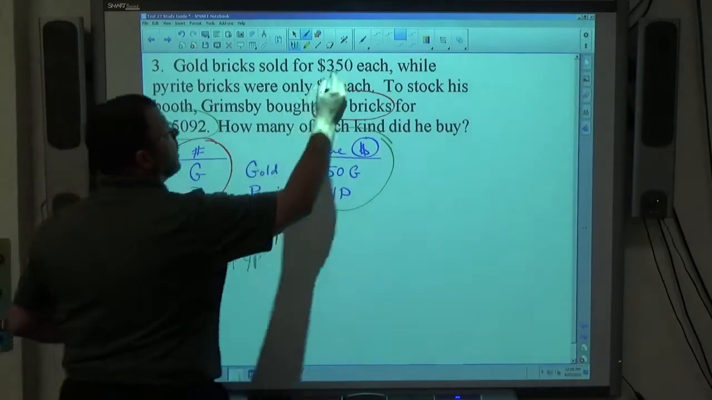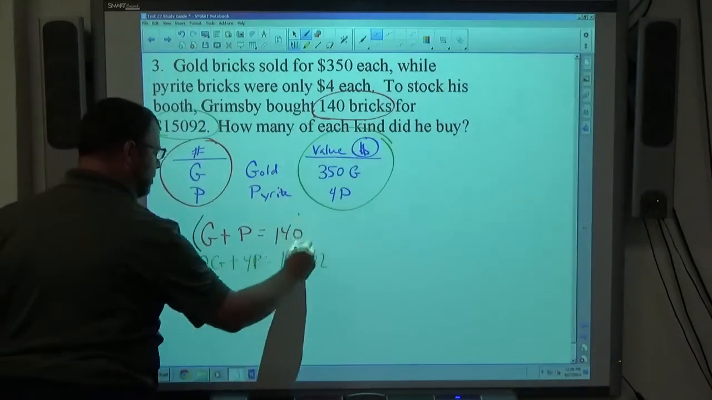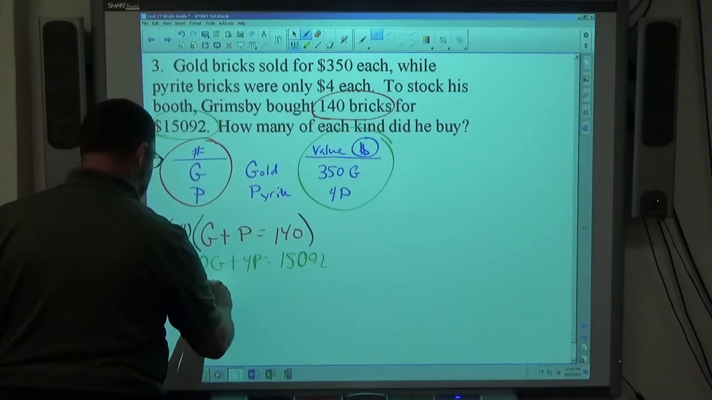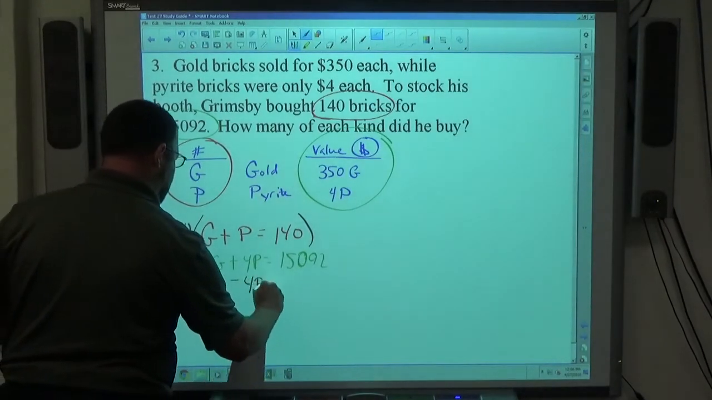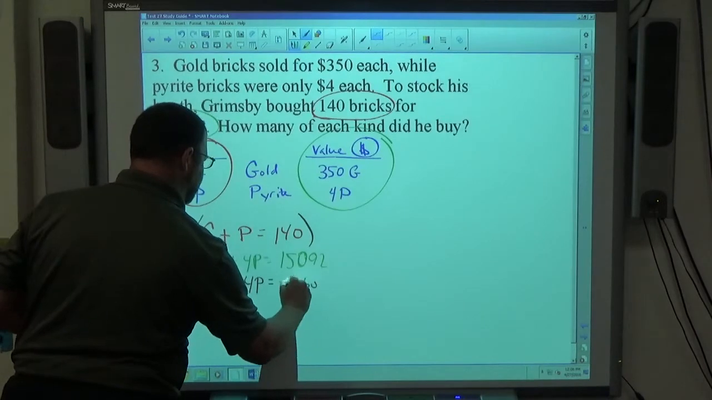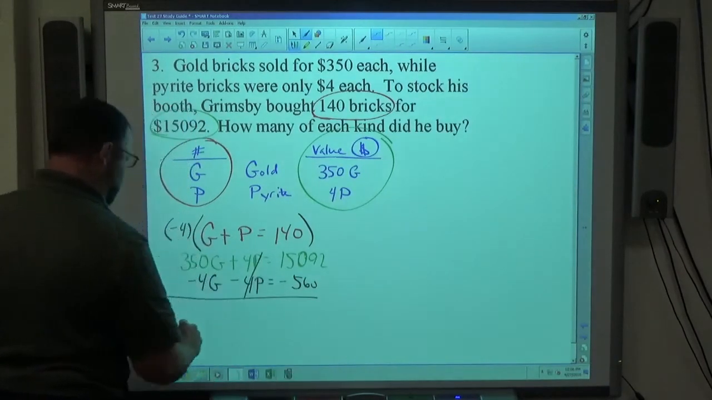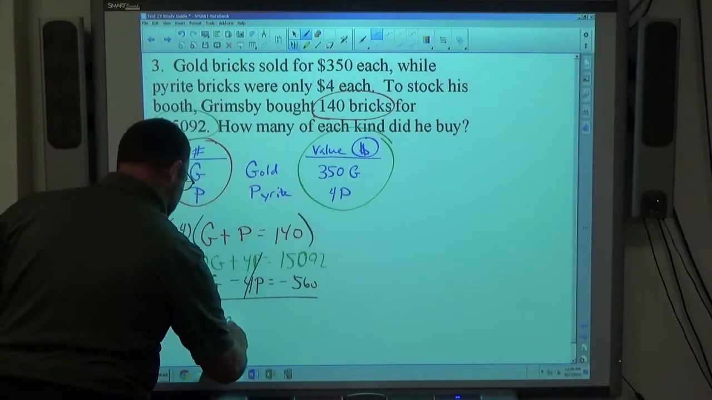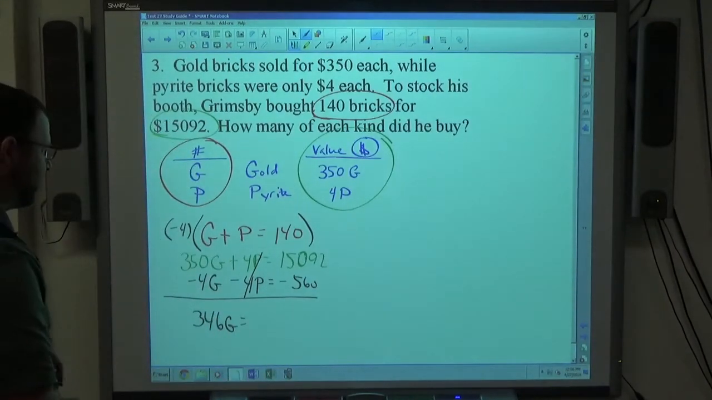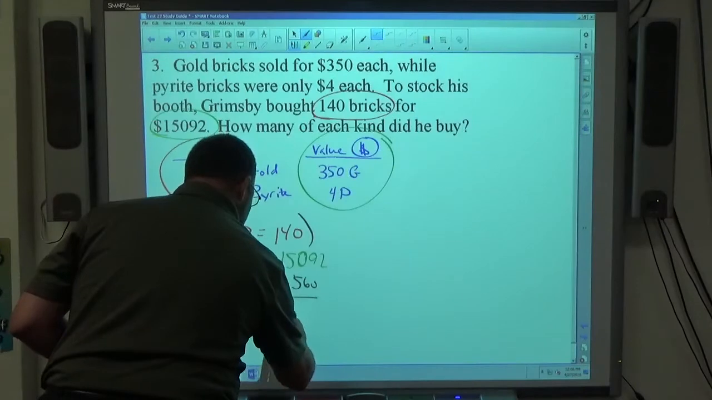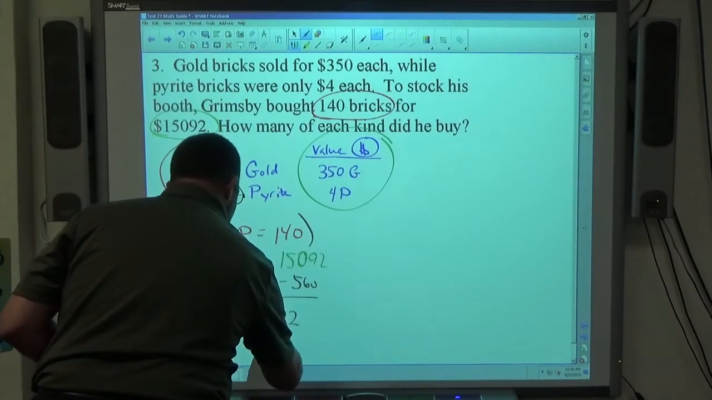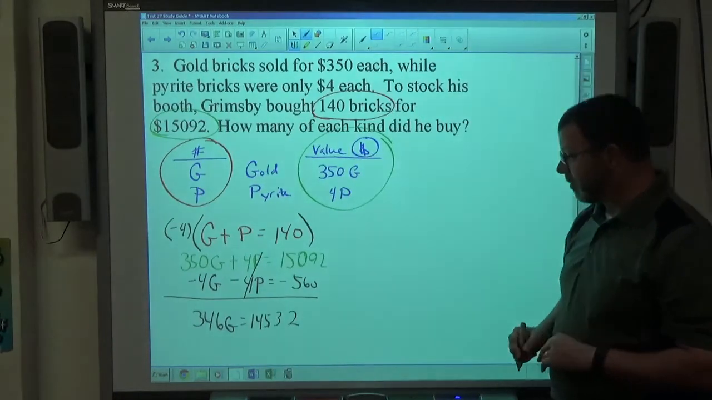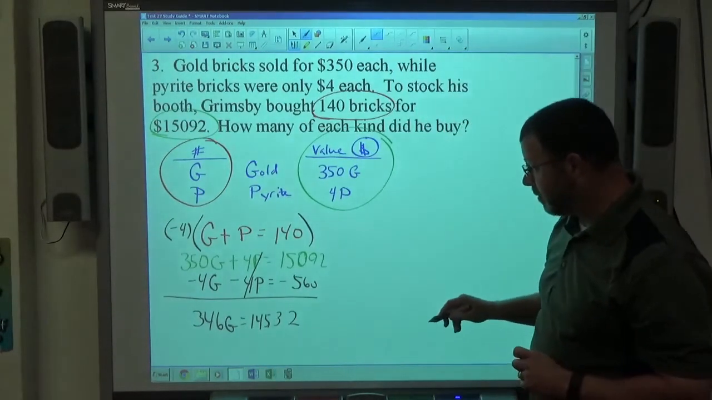I would probably personally multiply the top equation by -4 to get rid of the P. So I get -4G minus 4P equals -560. The P's cancel. 350 minus 4 is 346. 15,092 minus 560, we get 14,532. So we simply have to divide 14,532 by 346.